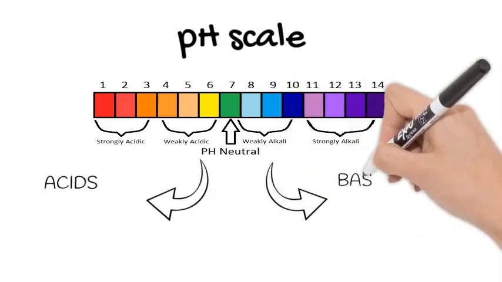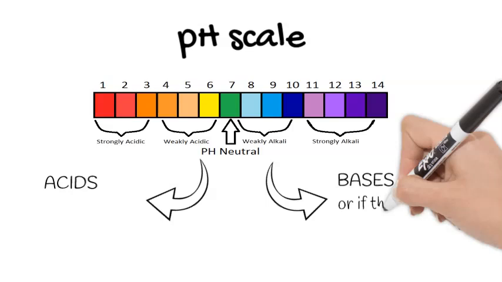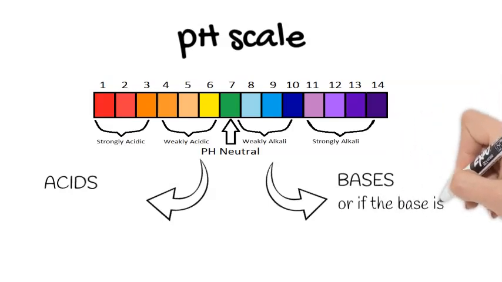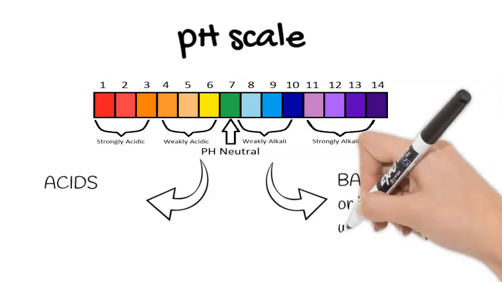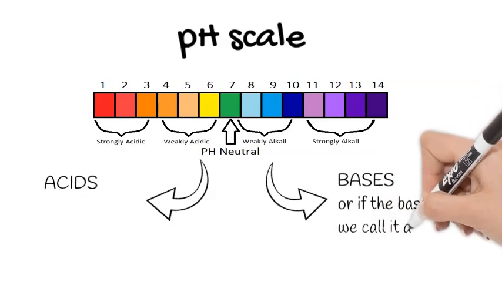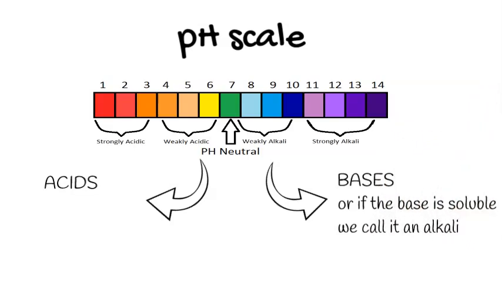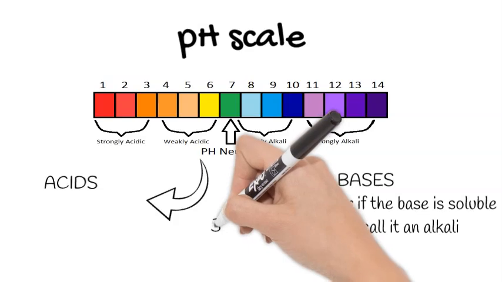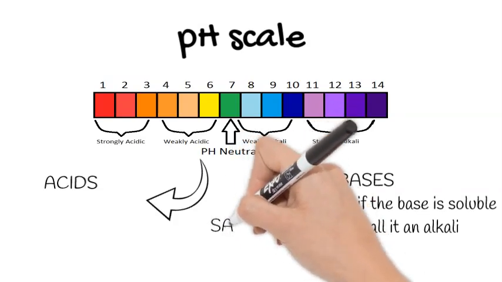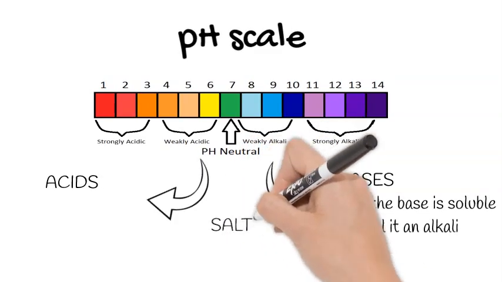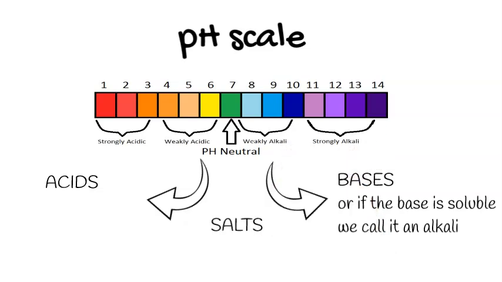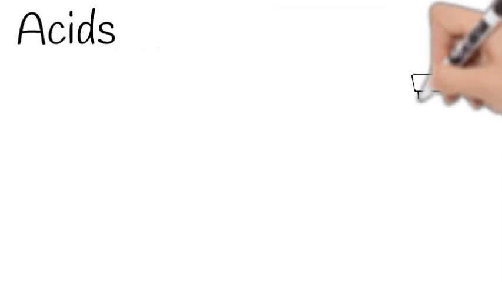The opposite to an acid is a base or an alkali, from dark green to purple on the pH scale. A soluble base is called an alkali. And if a substance is cancelled out, so the acid is cancelled out by the alkali, we get a salt, which is pH 7 or neutral.